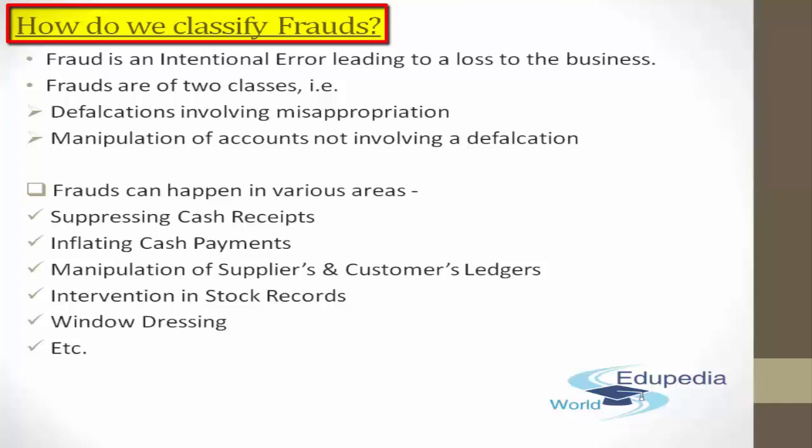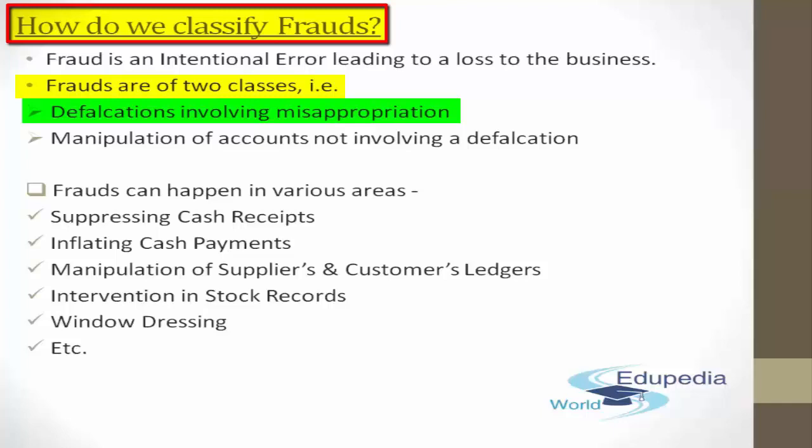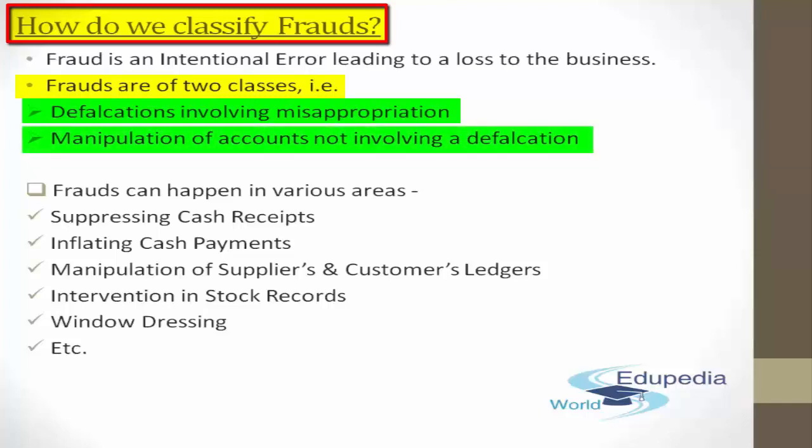Fraud basically includes two classes. Number one, defalcations which involve misappropriation. Misappropriation of what? Either money or goods. Or second, you are willingly manipulating the accounts, which does not involve any kind of defalcation. You might not go for misappropriation of the assets or goods, but you are manipulating the accounts, which is going to be considered fraud as well.